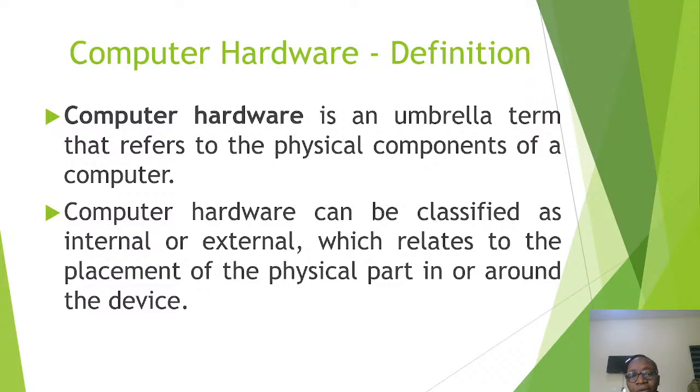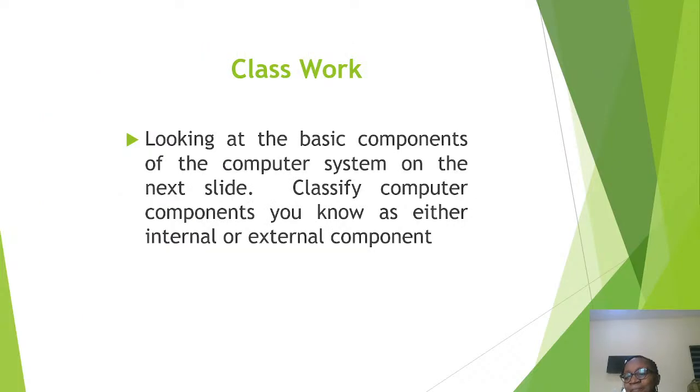So let's start. What is computer hardware? As you can see, computer hardware can be described as an umbrella term that refers to the physical components of a computer. Computer hardware can be classified as either internal or external. And when we talk about internal and external, that has to do with the placement of that physical part of the computer, either in or around the device.